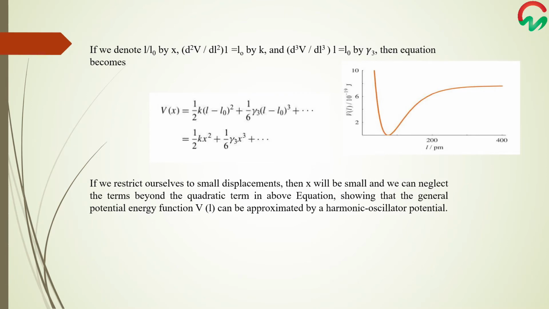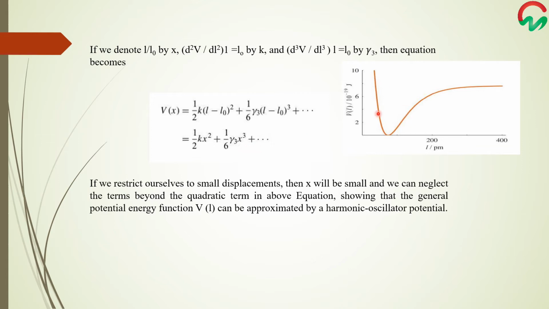Students, we can simplify the Taylor expression that we have discussed in the previous slide by denoting L over L naught by x, d squared V by dL squared at L equals L naught by k, and d cubed V by dL cubed at L equals L naught by gamma cubed, as you can see in this equation. So this equation would simplify as V(x) equals 1/2 k x squared plus 1/6 gamma cubed x cubed plus so on.